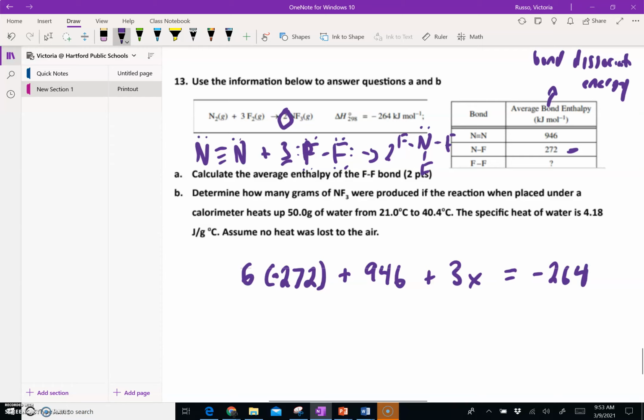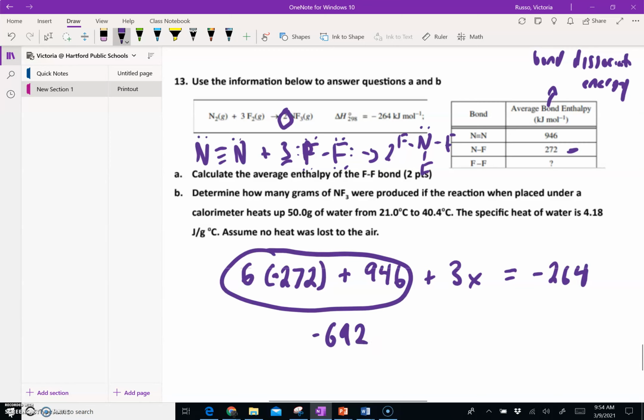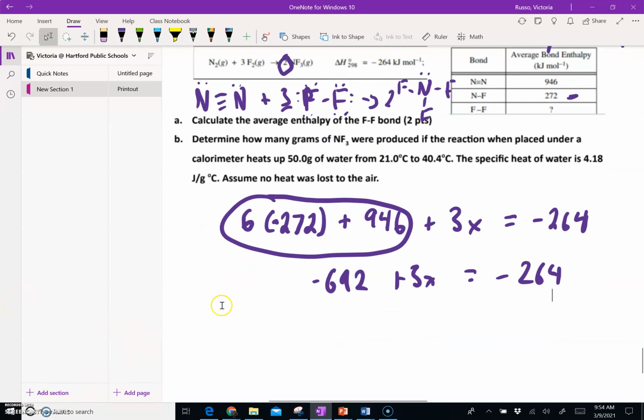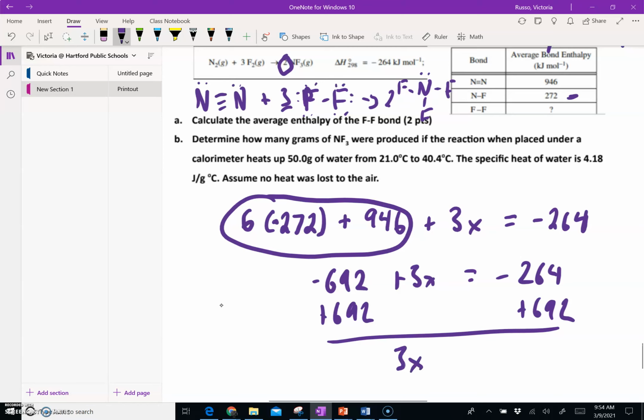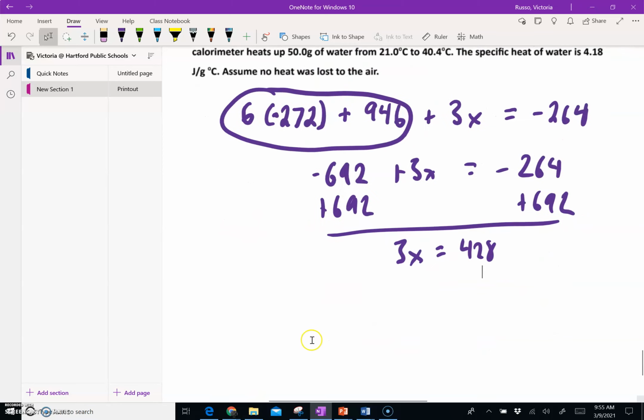Now you need to AP button press. When you button press, you enter this part of the equation, and when I did that, I got negative 692 plus 3x equals negative 264. Now this is just algebra. We add positive 692 to both sides, and we get 3x is equal to, let me just do this math, negative 264 plus 692 is 428. And then we divide both sides by 3.